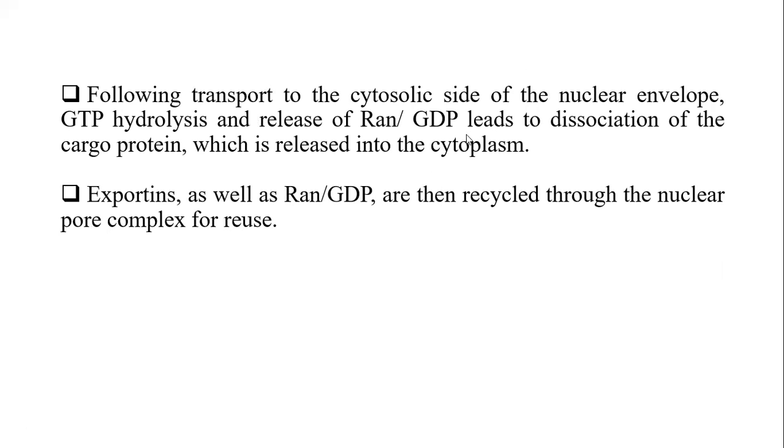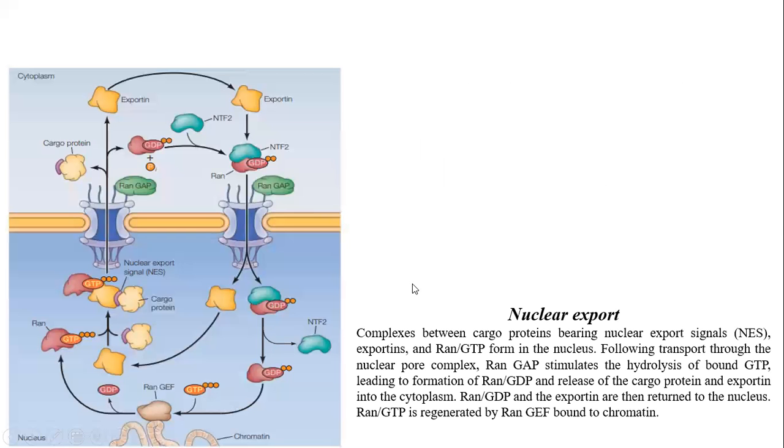So following this transport to the cytosolic side of the nuclear envelope, the hydrolysis and the release of GDP leads to dissociation. Now exportins as well as RAN GDP are then recycled to the nuclear pore complex for reuse. This we have all seen, right? Now let's see the same thing with the help of nuclear export. Now look at the figure. Again, cytoplasm, nucleus over here.